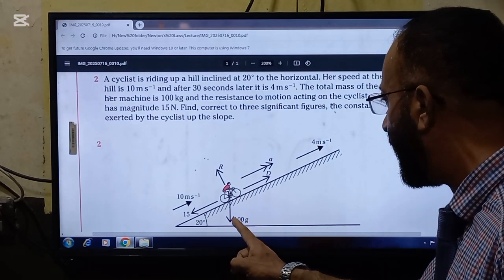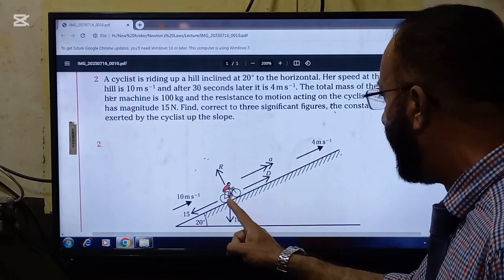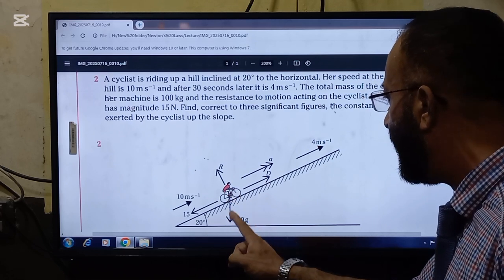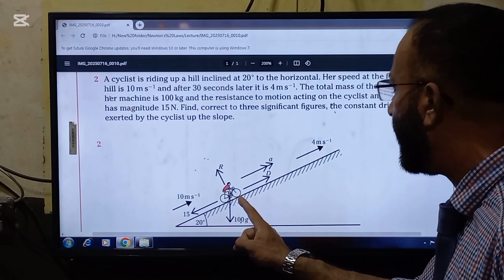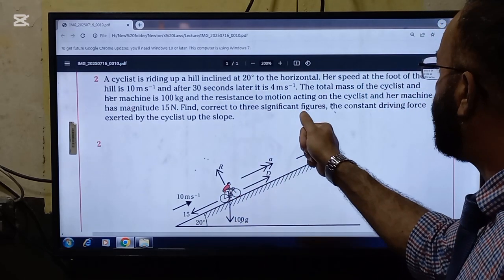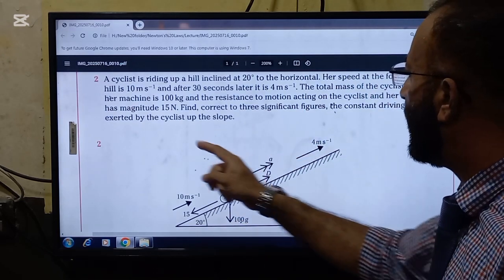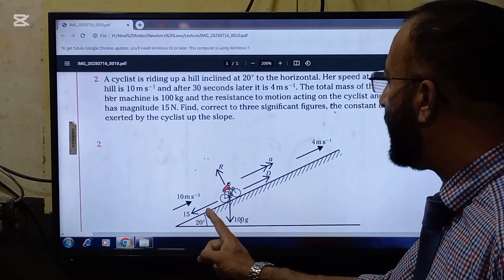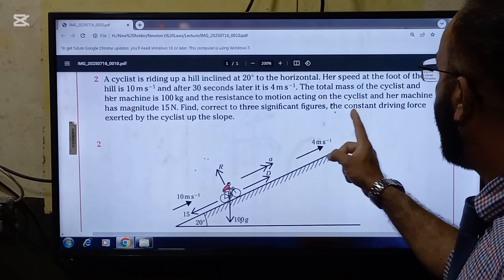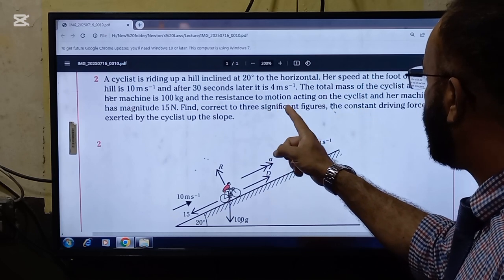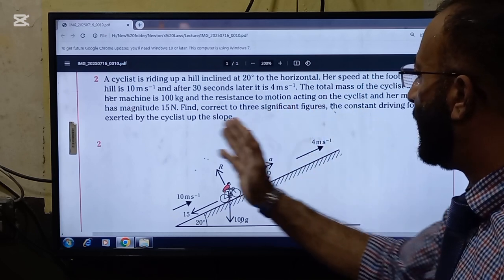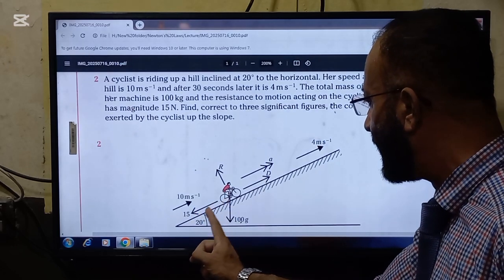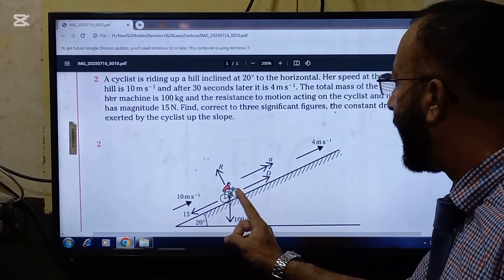Total mass is 100 kg. So it means 100 into 10 will be the weight of the total cyclist and the machine. And the resistance to the motion acting on the cyclist and her machine has magnitude 15 Newton. So this is the 15 Newton, which is the force resisting the motion of the cyclist.